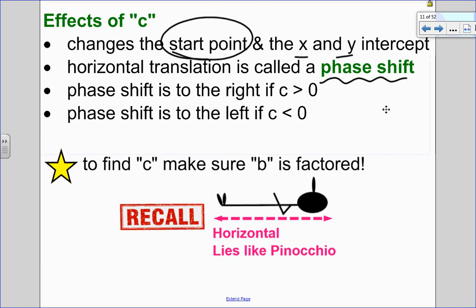So to find your C value, just like in chapter 1, make sure B is factored. And remember, horizontal lies like Pinocchio. So whenever I have something inside the brackets, I know it's horizontal and it's a liar.